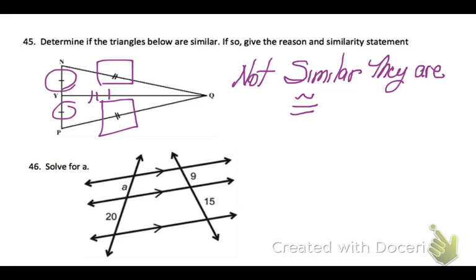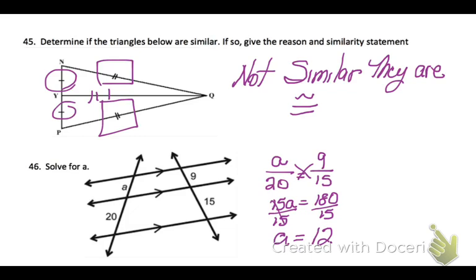On 46, solve for A. We learned that 3 parallel lines cut by two transversals have the property that it cuts the transversals proportionately. That means that A is to 20 in the same ratio as 9 is to 15. And then, once you have this proportion, you can just solve and get that A equals 12.